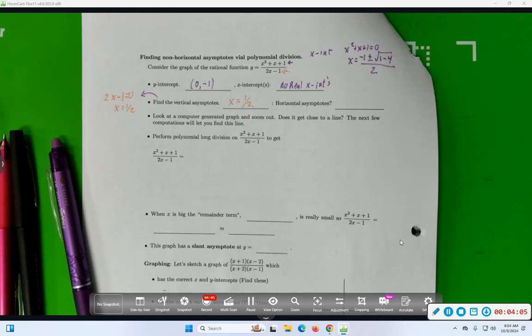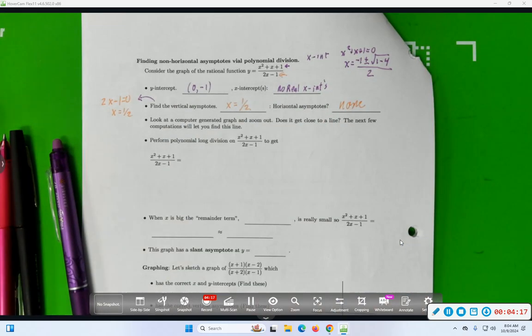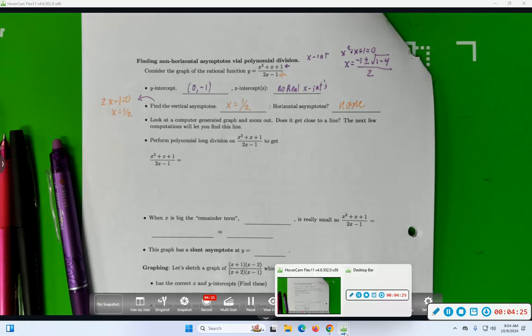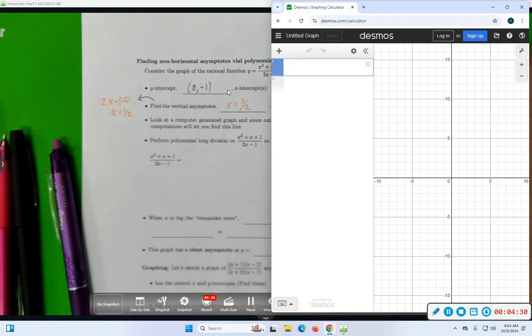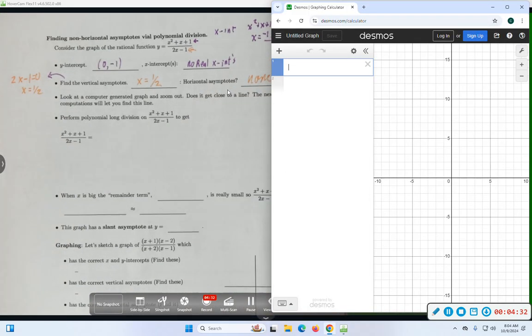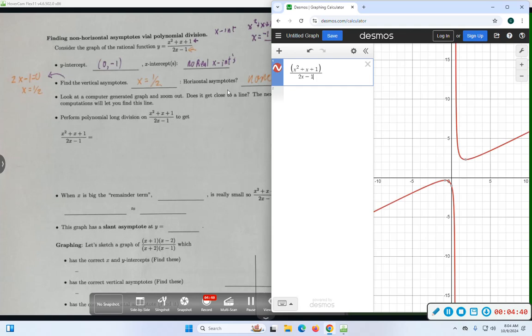Horizontal asymptotes. Yeah, there are none. That's on the previous page. So it doesn't have any horizontal asymptotes, but it does something interesting when you plug in a big x value. Let's see what it is that it does. So let's graph that then: x squared plus x plus 1, close parentheses, divide by 2x minus 1.